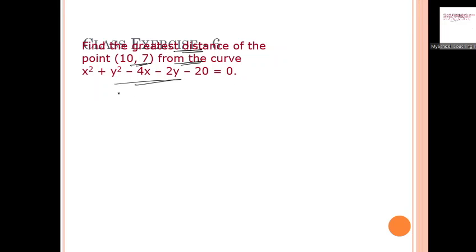So dekhiye beta, first hum dekhenge whether this point lies inside the circle or outside the circle. How do you find that? Inside aur outside kaise find karte hain? S greater than 0, less than 0 or equal to 0. Okay. So let us put the point. So what are you getting? 100 plus 49 minus 40 minus 14 minus 20. Obviously greater than 0 hi aa raha hai. Okay. Is it clear?